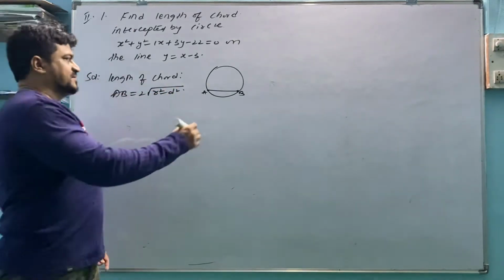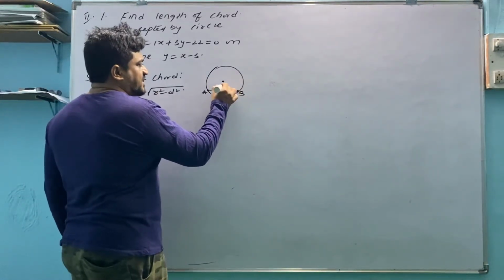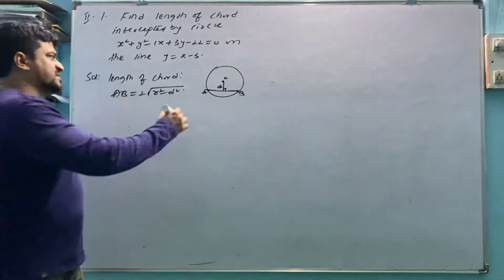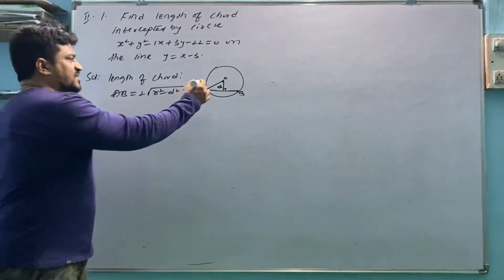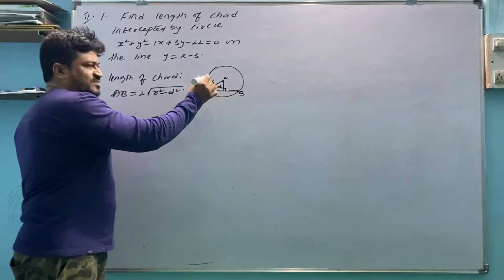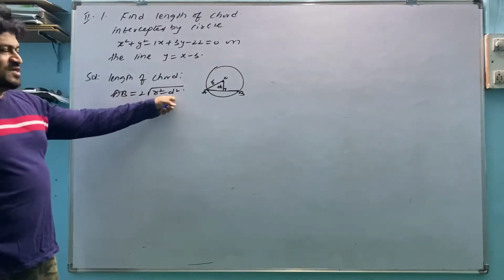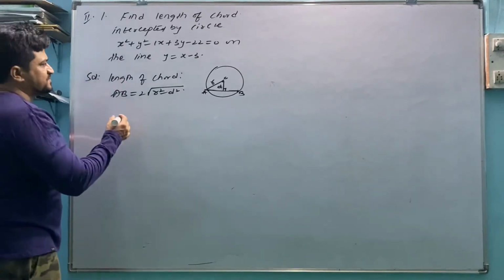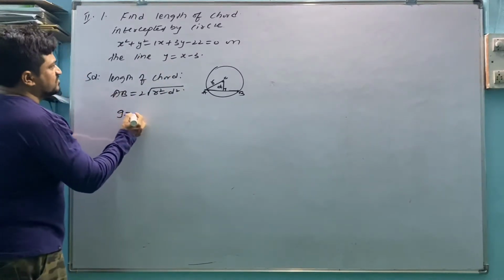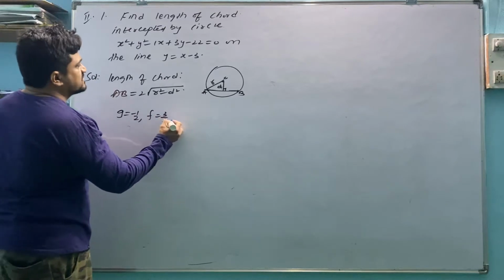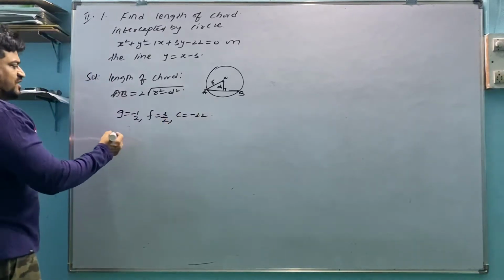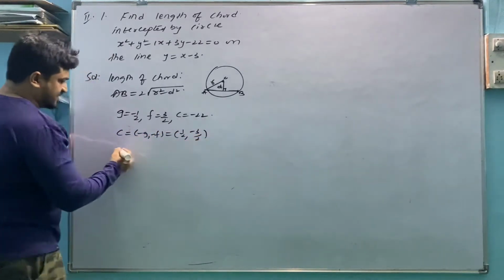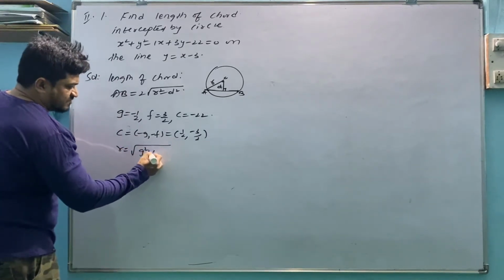Now what are this r and d? This d value is the perpendicular distance from the center of the circle to the line given. r is the radius, and this radius we need to find. These two form a right angle triangle, so from the triangle we can deduce this formula. Now from the circle, we have to take the g value, f value, half of this, and c value. From this we can get the center, minus g comma minus f, and the radius. Radius equals root of g square plus f square minus c.